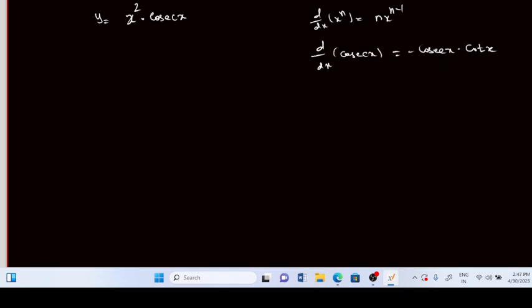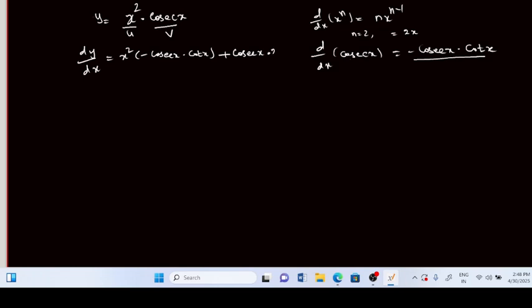So we substitute here. I am differentiating y with respect to x. This is u, this is v. First we write u as it is. Differentiation of cosecant x is minus cosecant x into cot x. Plus we write the v as it is, cosecant x. Then differentiation of x square is, if we substitute n equal to 2 here, we get 2 times x.